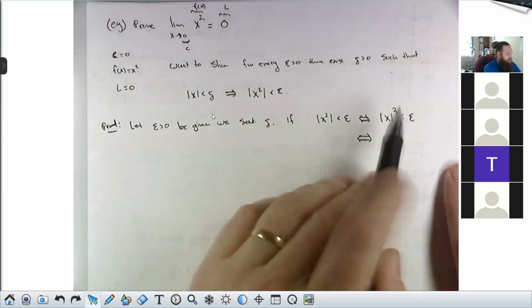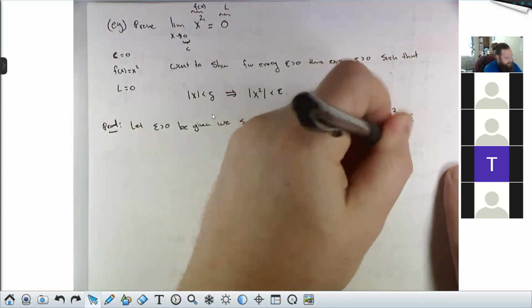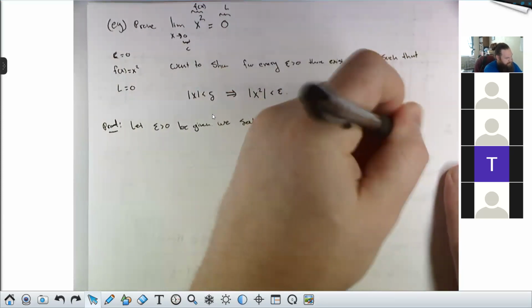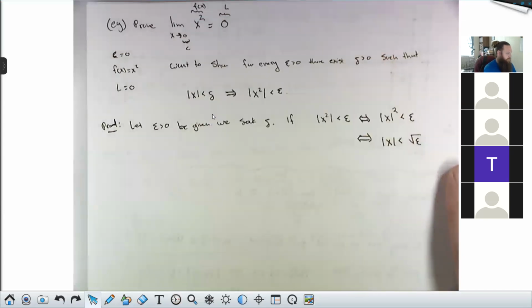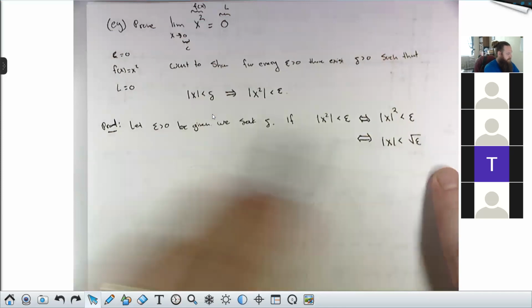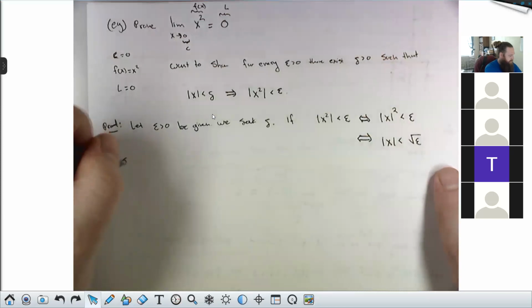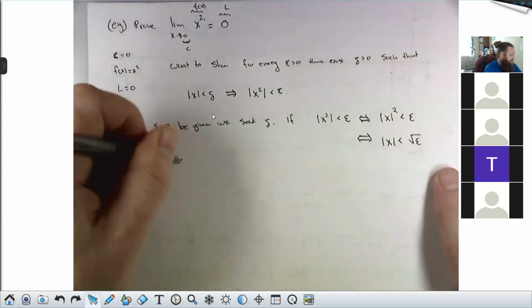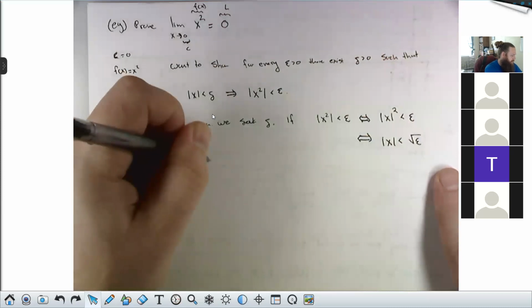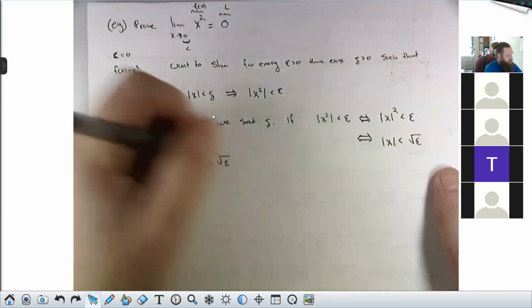Now, since epsilon is a positive number, I can take square roots here. And this is the same as saying that the absolute value of x is less than the square root of epsilon. And now this looks an awful lot like this. So we can take delta to be the positive square root of epsilon.